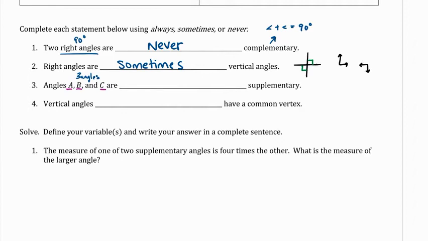In order for angles to be supplementary, we're looking at two angles only. So this would be a never. We never do three angles supplementary.